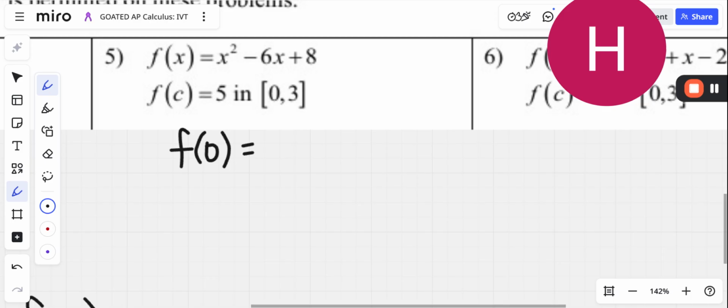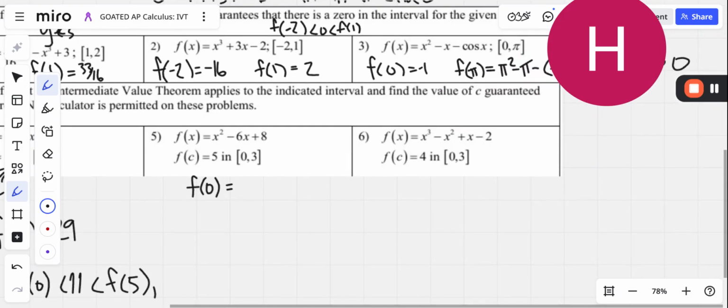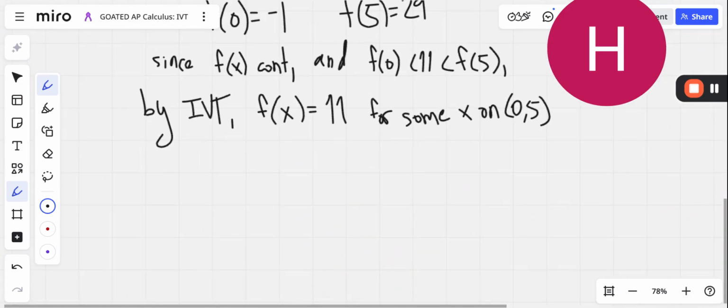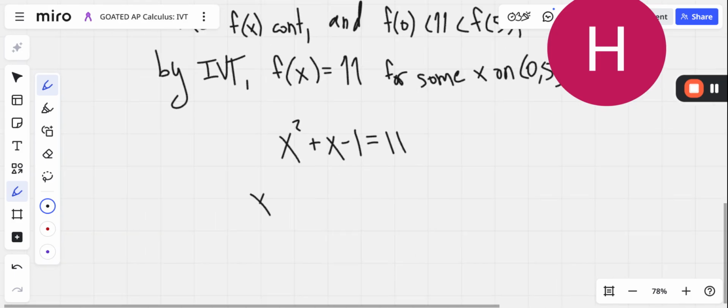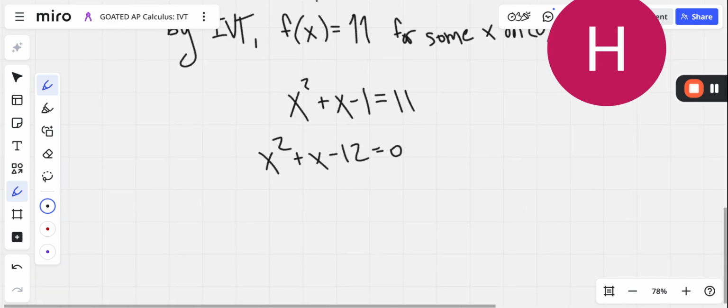Does it want me to find the value of c? Yeah, thanks for the reminder. So we want to set this equal to the function, which means we're basically going to do x squared plus x minus 1 equals 11. Therefore, x squared plus x minus 12 equals 0. And this is some pretty easy algebra. We just factor this up.